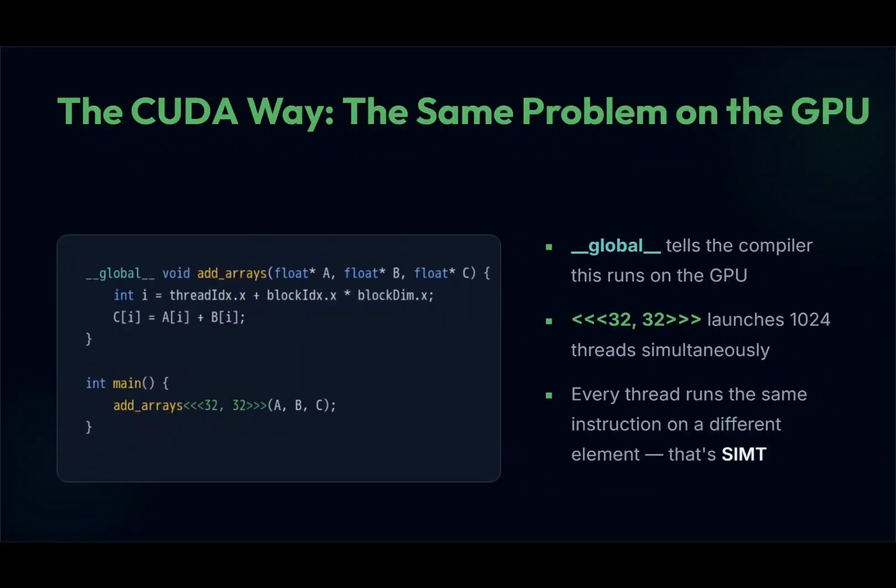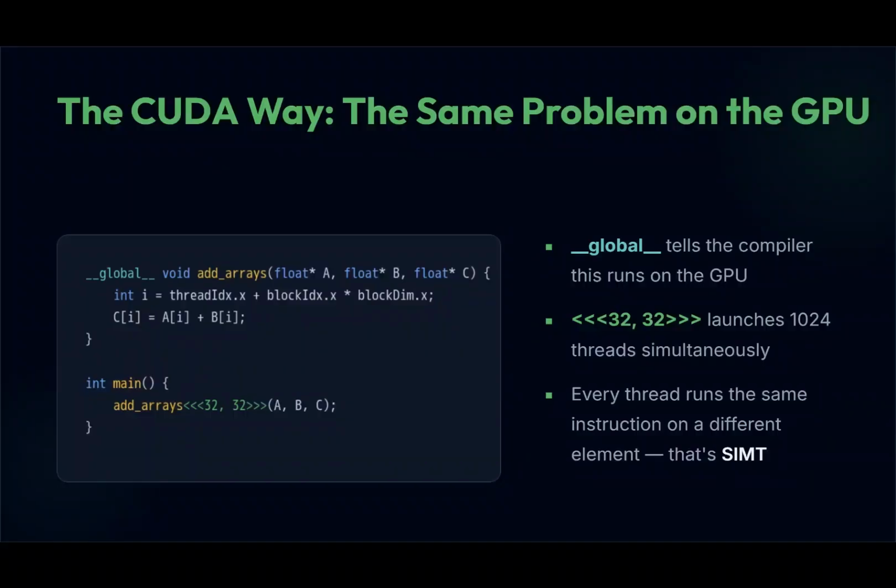Now, here's the same exact problem written in CUDA. And the first thing you'll notice is that it looks almost identical to the C code we just saw, because it basically is. CUDA is an extension of C, not a completely different language. But look at the two things that change. First, the function has __global__ in front of it. That single keyword is what tells the NVIDIA compiler that this function doesn't run on the CPU, it runs on the GPU. That's it. That's the flag.